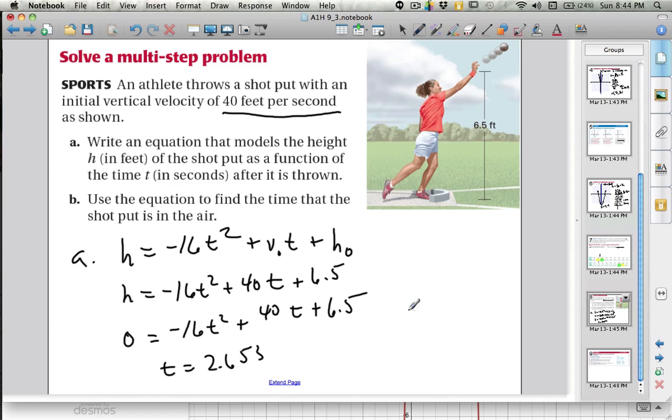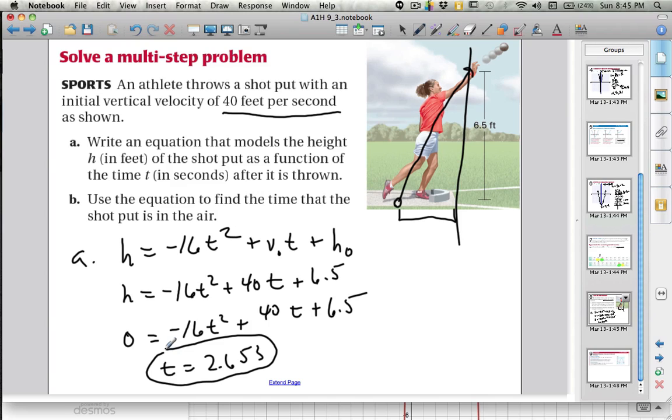When we think about what happened with that negative value, that would be if the shot put was here and I launched it upward with the same velocity of 40 feet per second, that time is the time in the past that I would have had to launch it so that it can get up to the 6.5 feet that it is in the initial part of the problem. So when you're working with these types of problems and you get two solutions, you know you're looking for the positive solution because the negative time is in the past.